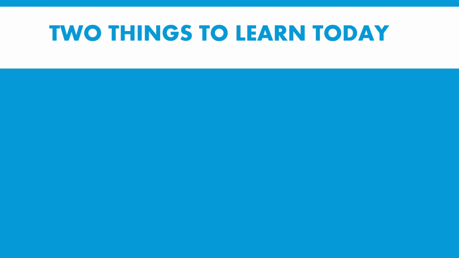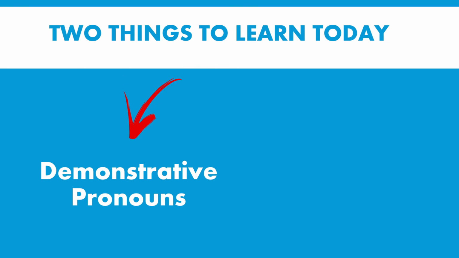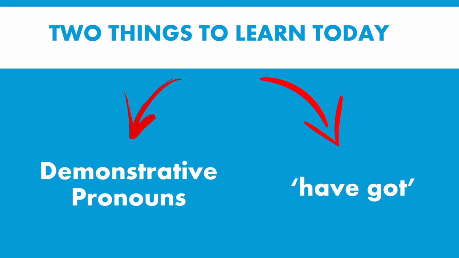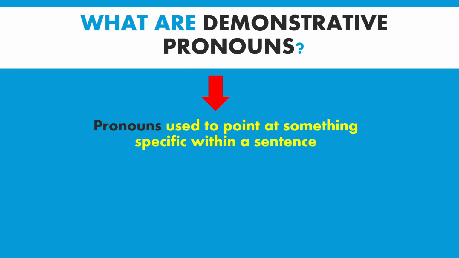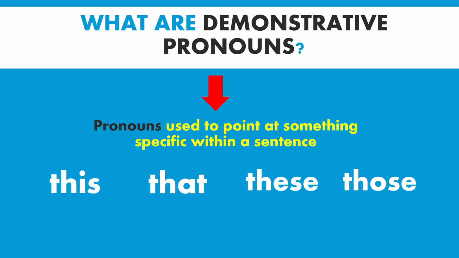So, there are two things to learn for today. The first thing is we are going to learn about demonstrative pronouns, and the following one would be have got. So let's start with demonstrative pronouns first. What are demonstrative pronouns? Demonstrative pronouns are pronouns that are used to point at something specific within a sentence. For example, this, that, these, those.